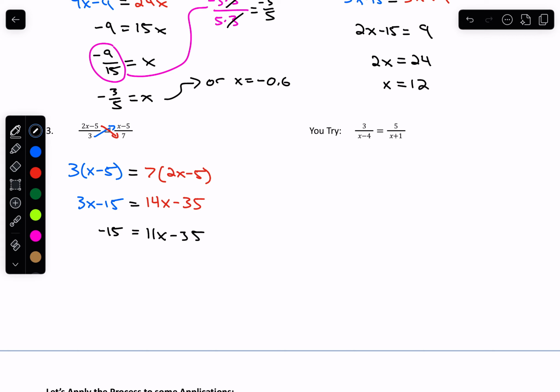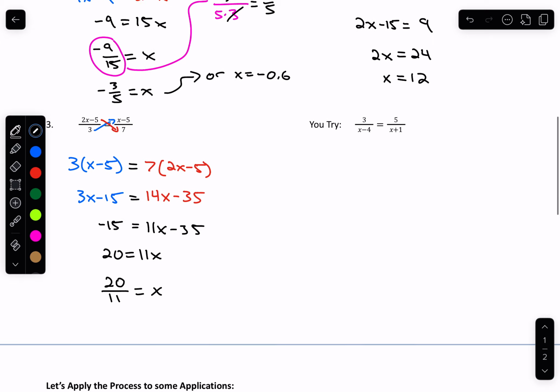All right, now we need to isolate the variable by adding 35 to both sides. So 15 plus 35 is going to give us 20 equals 11x. Divide both sides by 11, and we get that x is equal to 20 over 11. Now, we could turn this one into a decimal, but it's going to be a repeating decimal when we do it. So I would argue that it is better to leave it as a fraction.